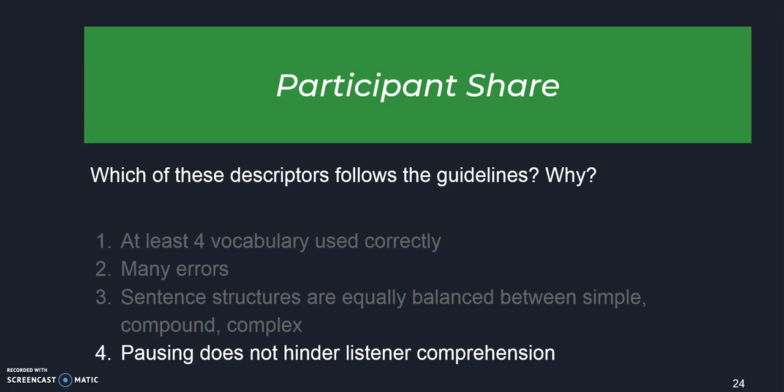So, the best choice is that pausing does not hinder listener comprehension. The first one, of course, has a number. Many errors has the quantifier, and sentence structures are equally balanced between simple, compound, complex. That again would require the instructor to take a tally, and that's not a matter of quality but quantity.